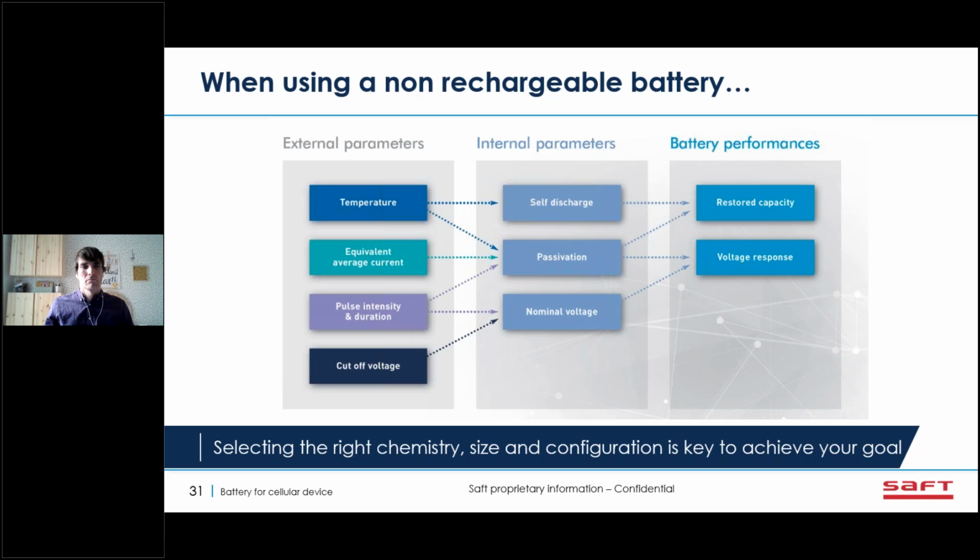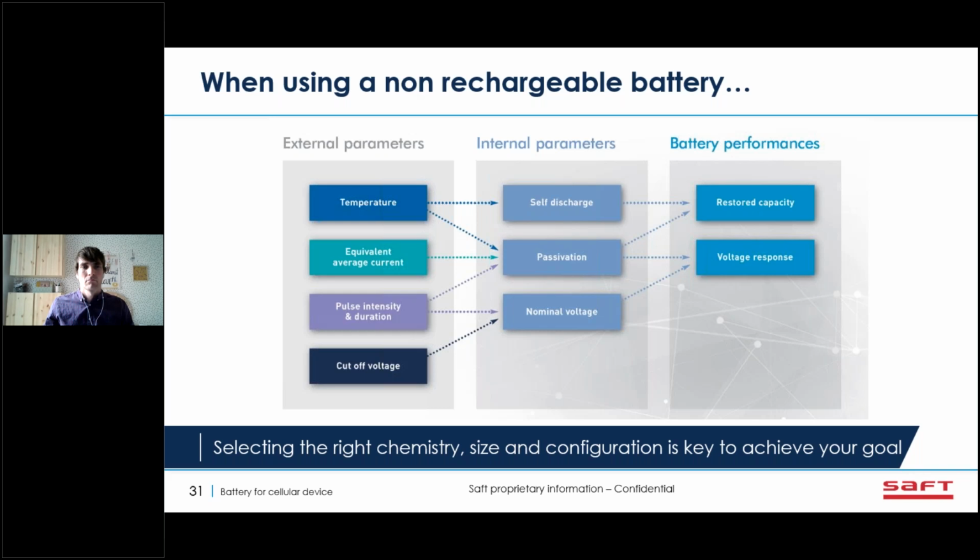Can this chemistry be affected by passivation phenomenon or not? What is the nominal voltage of the system? All of these parameters will be linked to some battery performances: restored capacity, voltage response. Will there be a problem under pulse or not, at end of life, at beginning of life, etc.? So selecting the right chemistry, size, and configuration is key to achieving a good life duration and a good quality of a product.